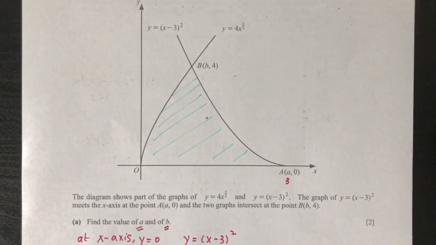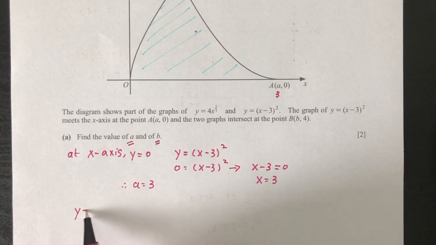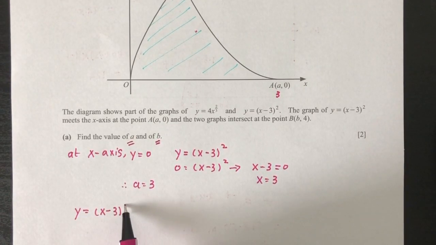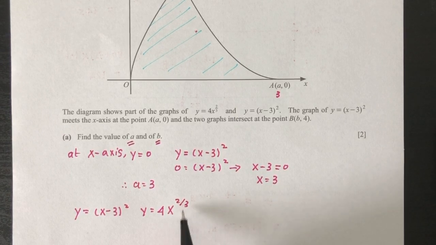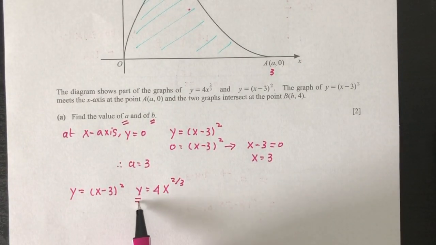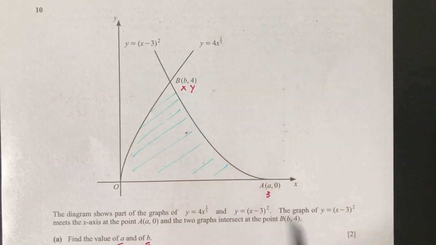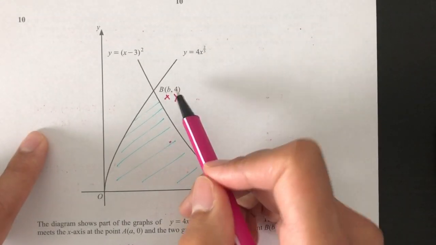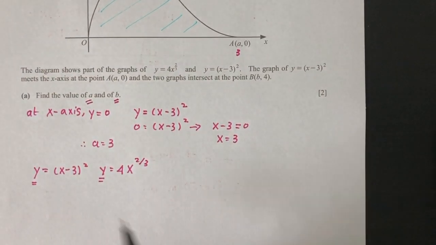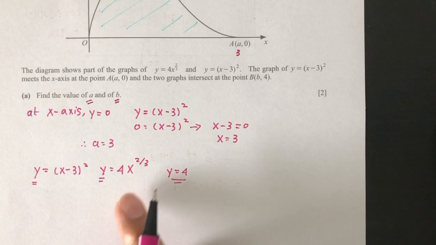Now let's find the value of B. B is a point of intersection between the two curves. So let's write those two equations first. You have y equal to (x minus 3) squared, and you have y equal to 4x squared over 3. Now we can solve these two simultaneously. But you can see that the value of y is equal to 4, and this is the value of x. So we don't need to solve them simultaneously because we know the value of y already. So we just need to replace y by 4 to find the value of x. We can choose either function.